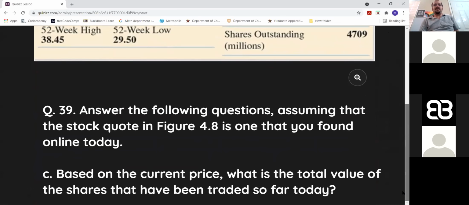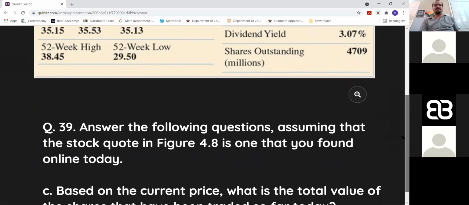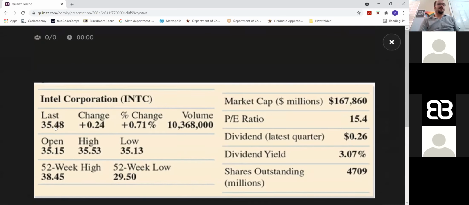Based on the current price, what is the total value of the shares that have been traded so far today? So the current price is this 35.48 we were talking about. And I did this in the notes, but this is the change from the previous day. This volume is the amount of shares that got traded today. This 47.09 million is the total number of shares that the company has. And then they look over 52 weeks, they give you the high and the low. They give you the open, the high, and the low for the day.